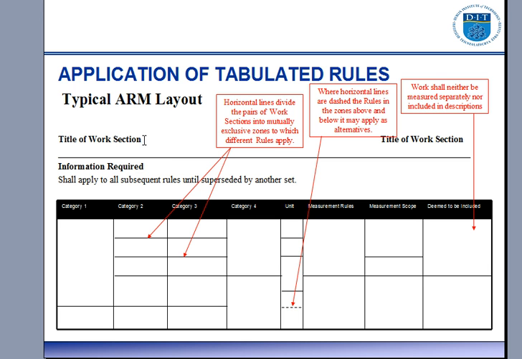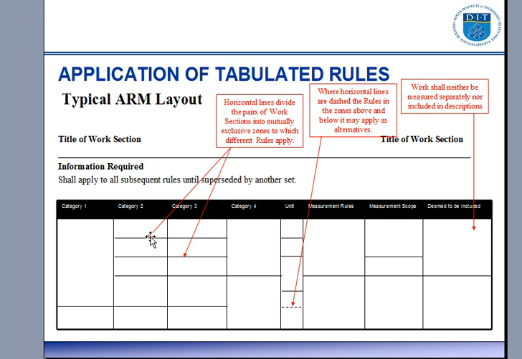On every page, there's a title of the relevant work section. And below that, we will have the information required. This is a minimum set of rules outlining the minimum information required for the purposes of the takeoff. And it shall apply to any subsequent rules until superseded by another set.